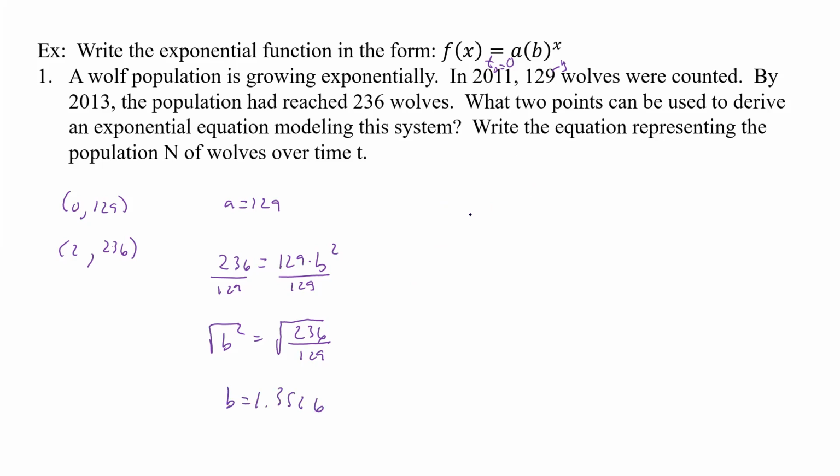And they wanted it as n of t is equal to, well, we knew A was 129. We just found 1.3526, and that's going to be to the x, or t rather. I guess we're using t again. So that's what we would have for our exponential growth. Now we could also say it's 129 times 1.3526 to the t. I've seen it both ways. Either way is correct. It doesn't matter as far as how you do it.